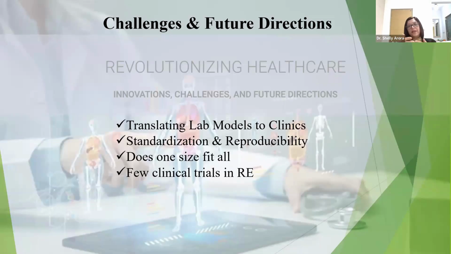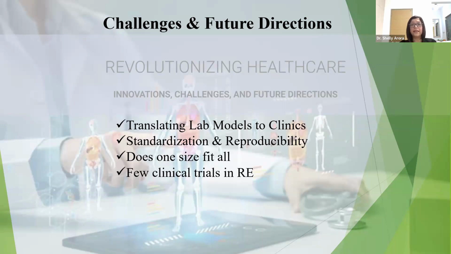So there are challenges and future directions. First, as of now, there are so many proposed in vitro or lab studies. We need to translate them to the clinics. Then we need to do some kind of standardization, or maybe personalized medicine is needed, or does one size fit all? We don't know, because the inflammation of the pulp, if we see clinically, varies from individual to individual, right?